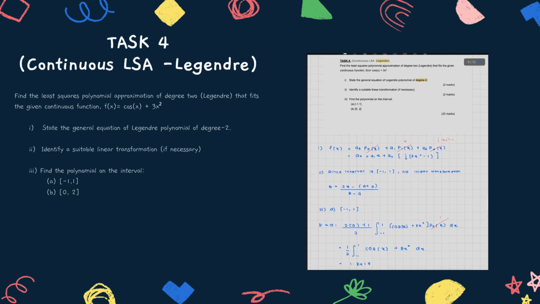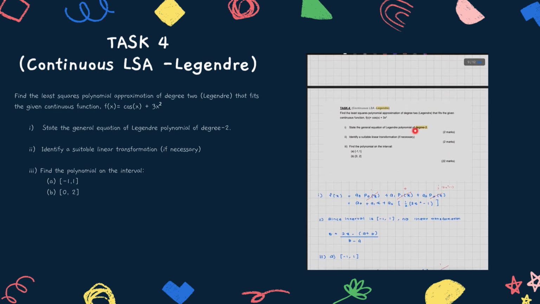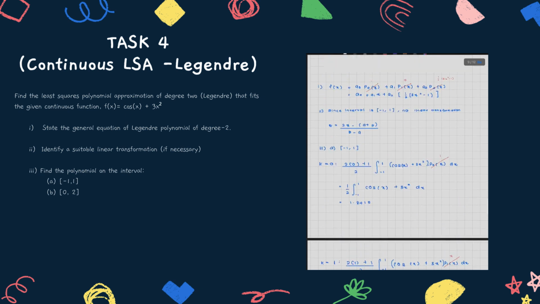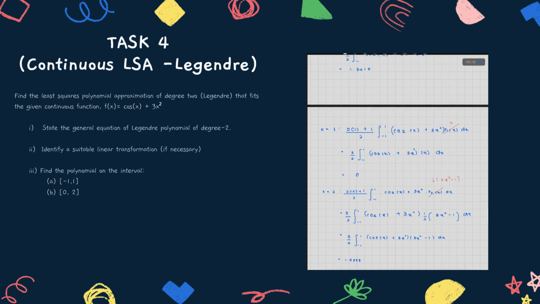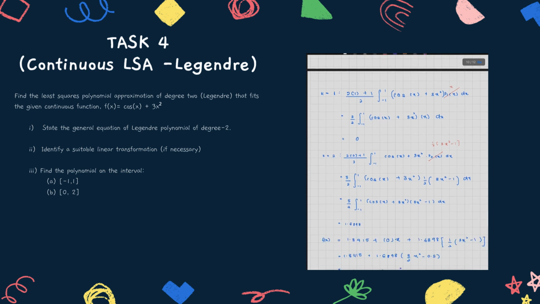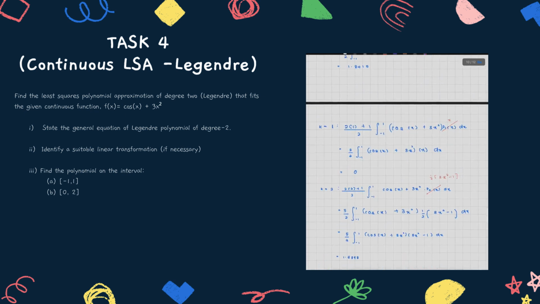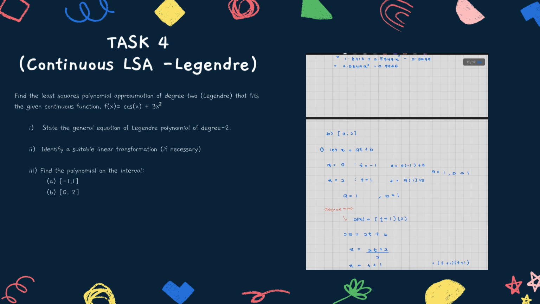For part 2, we want to search the polynomial on the interval. So as we can see here, this is degree 2, so we need to do K0 until K2. So which is the last answer, 1.8415. For K1, the answer is 0. For K2, the answer is 16898. So after that we get all the answers, we need to put them into the equation. So the last answer is 2.5347 x squared minus 0.9966.